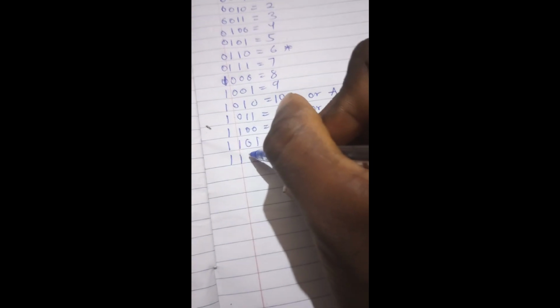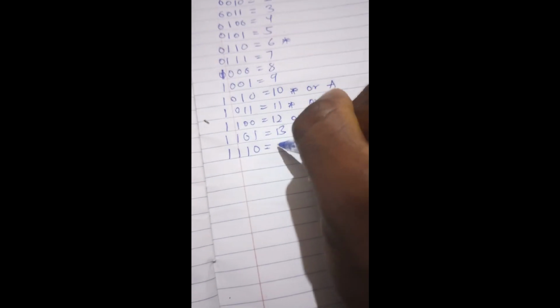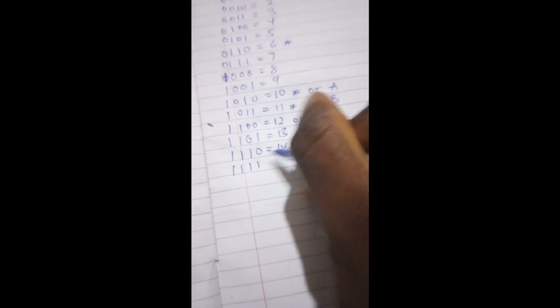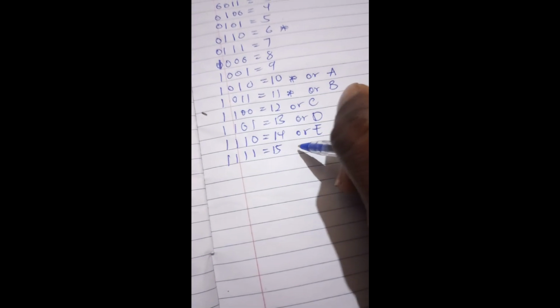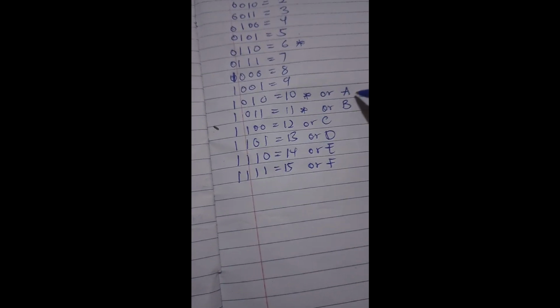We have 1110, which is equal to 14. So the last one will be 1111, which is equal to 15. And that is base 16. The 16 itself is not included. It is excluded because we started from 0. When we count 0 among the numbers from 0 to 15, it is 16 numbers or 16 values.